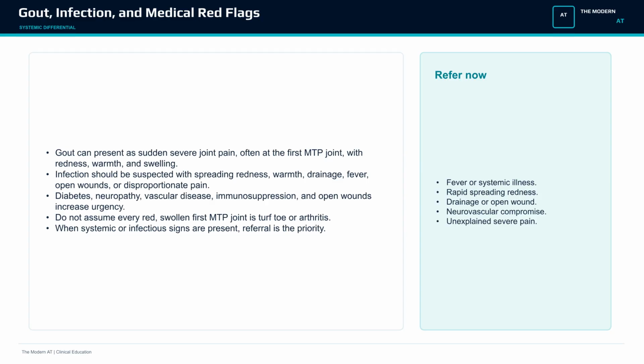Infection is another major concern. Spreading redness, warmth, drainage, fever, open wounds, disproportionate pain, or systemic illness should immediately increase urgency. Diabetes, neuropathy, vascular disease, immune suppression, and open wounds raise concern even more. Do not assume every red, swollen first MTP joint is turf toe. Refer now for fever, spreading redness, drainage, open wound, neurovascular compromise, unexplained severe pain, or systemic illness.